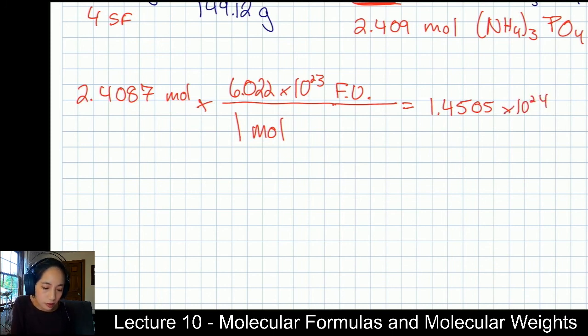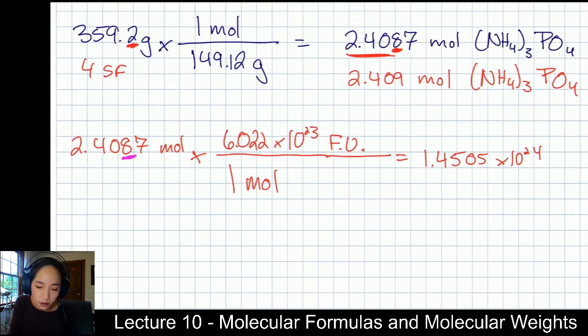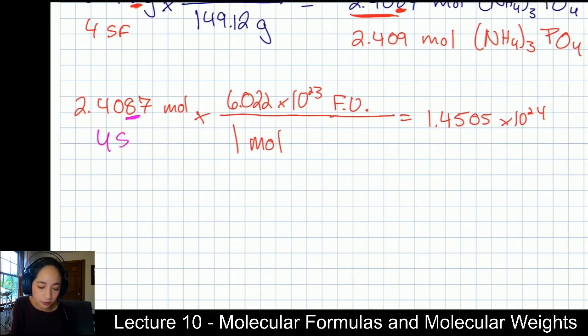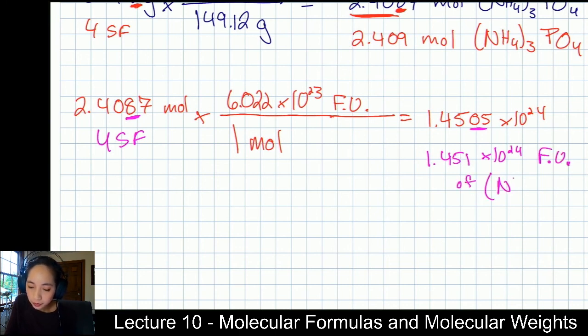Again, note sig figs. It has 4 sig figs, so our answer needs to be to 4 sig figs. So this is 1.451 times 10 to the 24 formula units of (NH4)3PO4, ammonium phosphate.